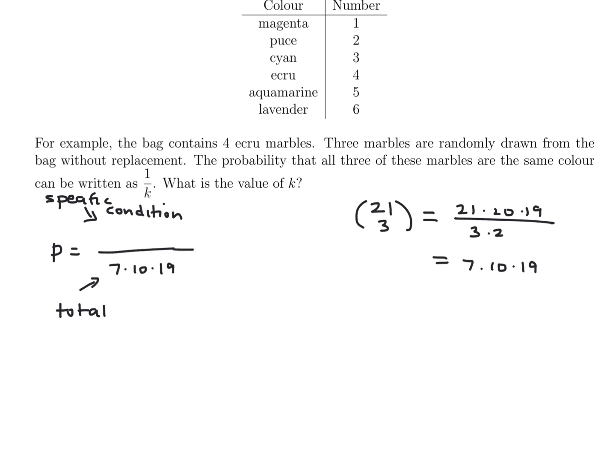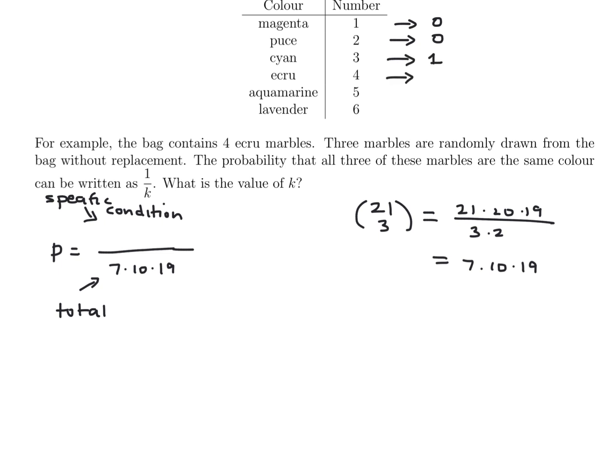Okay, so the numerator is a little bit more complicated. That's the specific condition. So a specific condition is that when you do choose 3 marbles, that they all end up being the same color. All right, so let's see here. For magenta, that's not possible since there's only one magenta. For puce, that's not possible, so the probability there is 0. But for cyan, I think it's possible, and there's only one way that you can do that if you were to choose. Let me think about this. Yeah, if you just choose all 3, there's only one way that can happen.